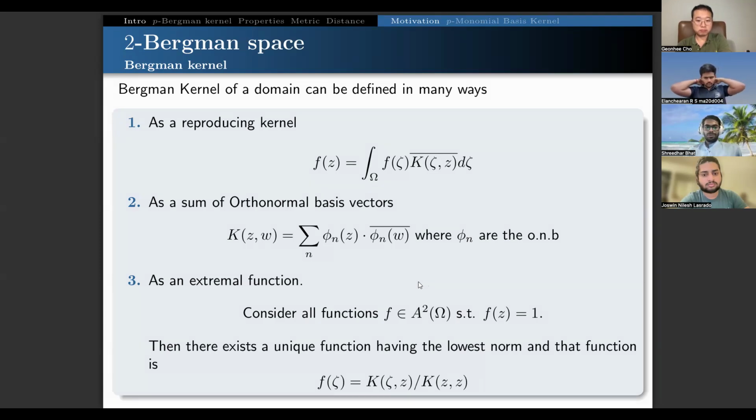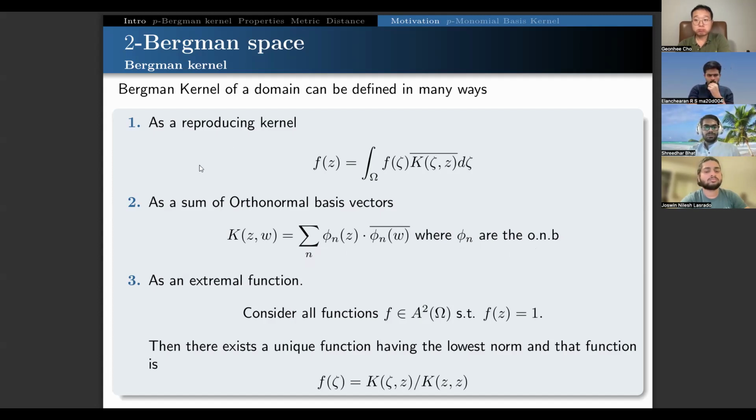So if you were to get an analog p-Bergman kernel, you could try to replicate 2 or 3. I'll briefly talk about how Dr. Devraj has done some work in generalizing using this basis idea. And then I'll go to how to generalize using this extremal function.